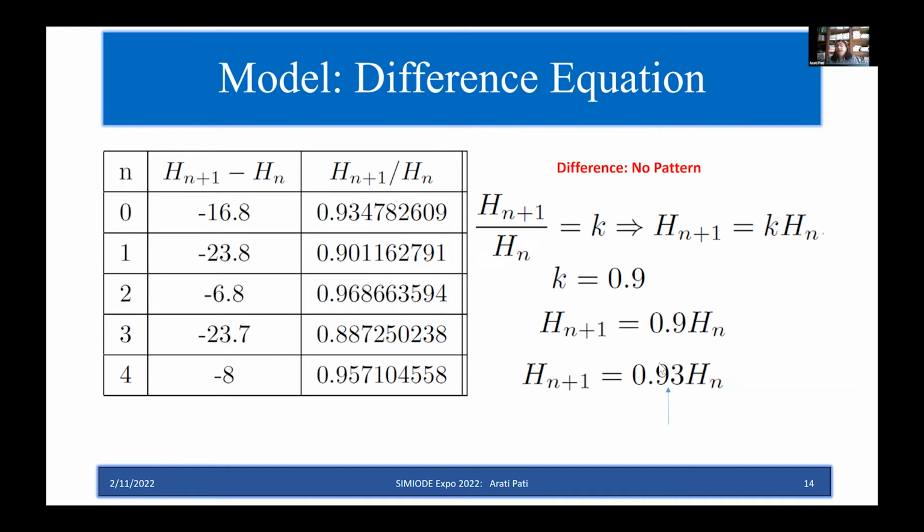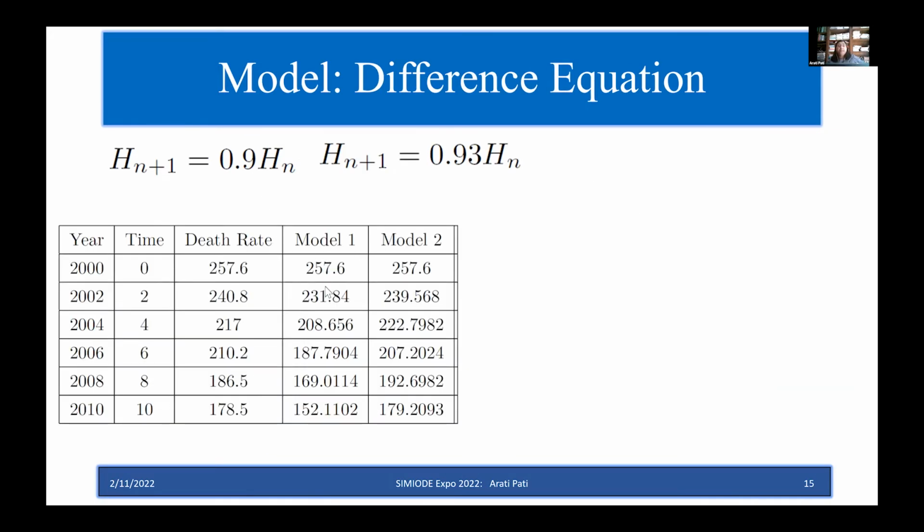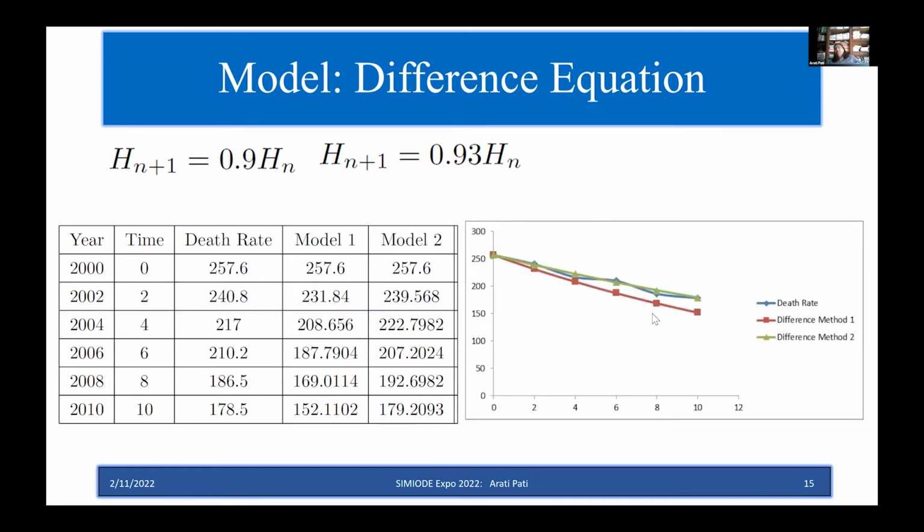I can also find this value of k in a different way. I'll take all these values, add them together, and find the average, which turns out to be about 0.93. So I can write my equation as Hn plus 1 equals 0.93 times Hn. If I choose these two formulas, I can generate my data using either one and compare with the actual data, and hence I get this graph.